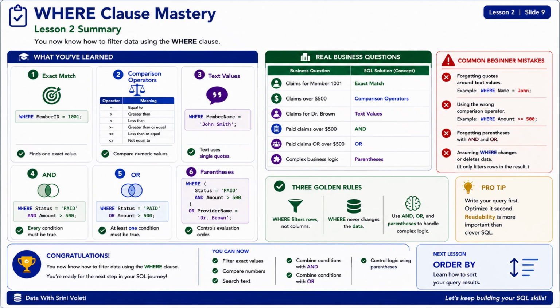Now take a look at the examples on the right side of the slide. Notice how every business question translates directly into a WHERE clause. Managers don't ask for SQL syntax. Instead, they ask questions like, show me claims over 500, show me paid claims, show me claims submitted by Dr. Brown. As data professionals, our job is to translate those business questions into SQL queries. That's exactly what you have been practicing throughout this lesson.